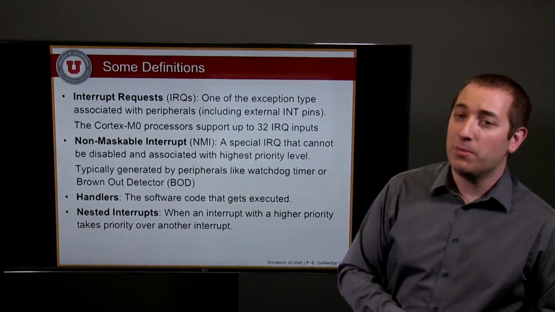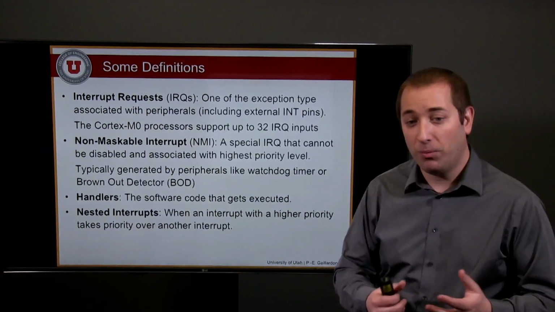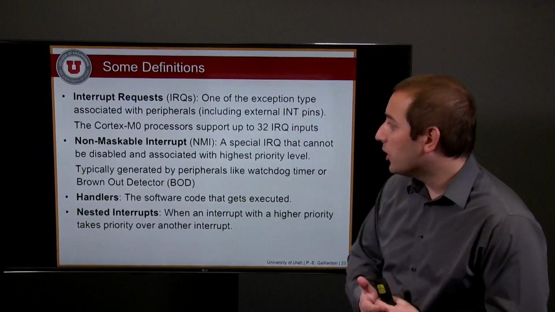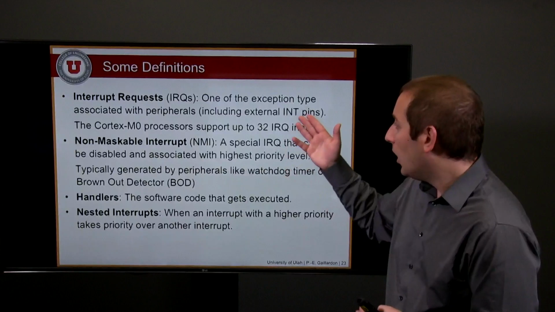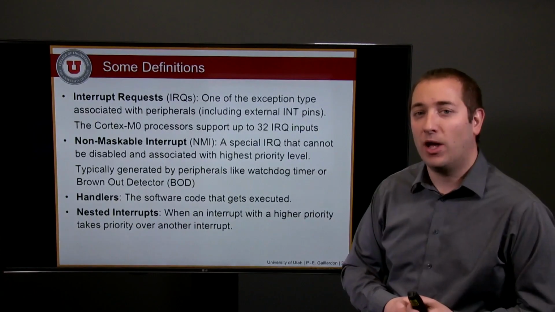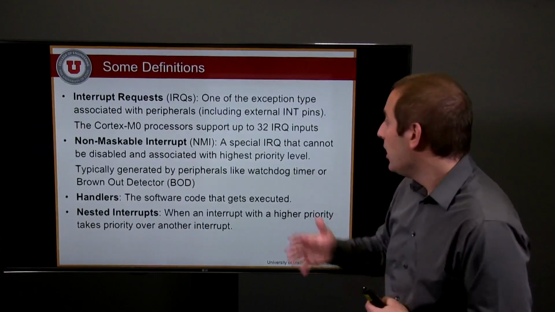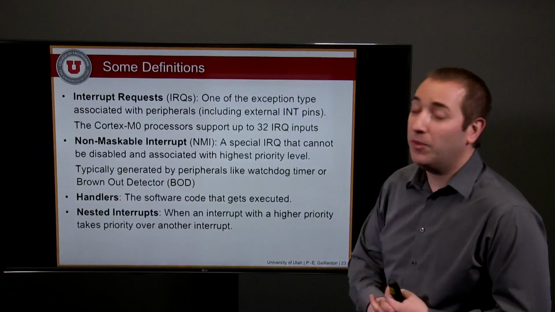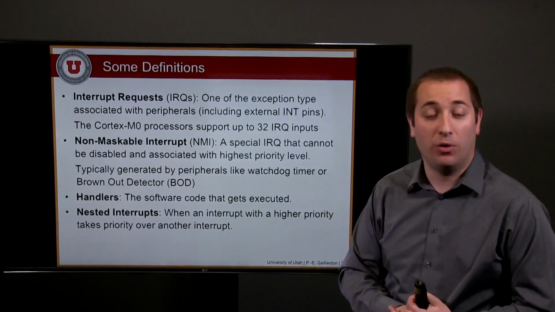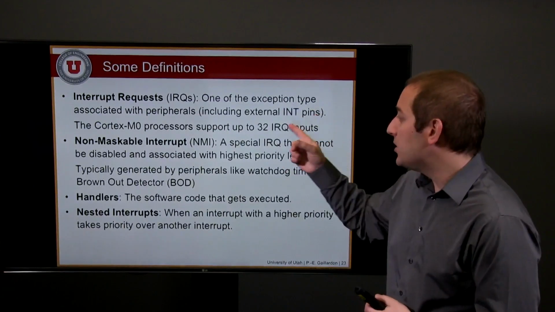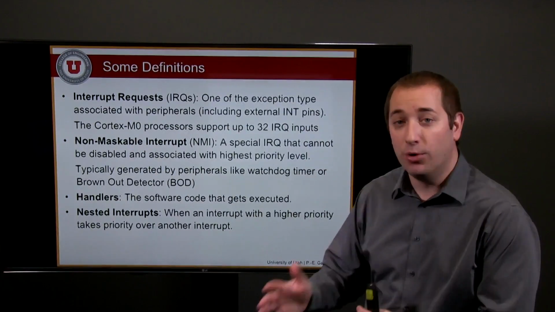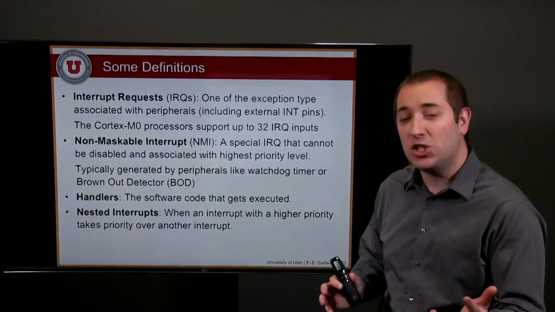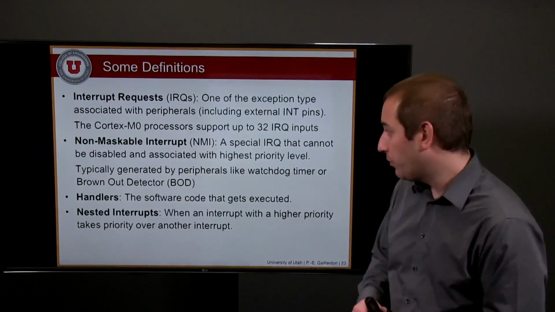Some definitions to understand better what the interrupts are. The first one to consider is the interrupt request, or IRQ. IRQs are used to categorize, or to rank, if you prefer, some exception types associated with a peripheral. As part of our Cortex-M processor, we have 32 IRQ inputs, so 32 potential different sources for an interrupt.